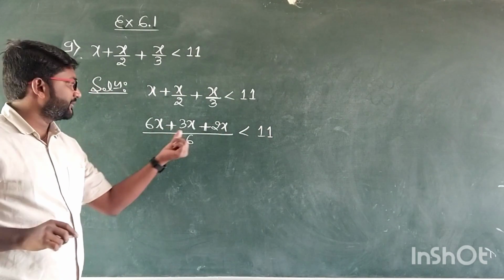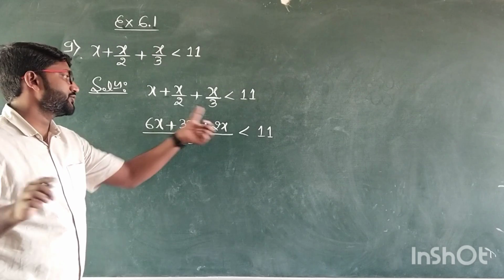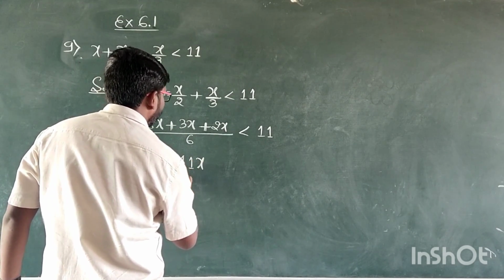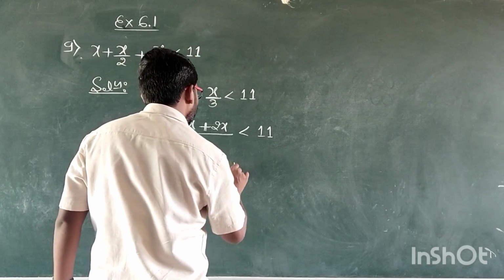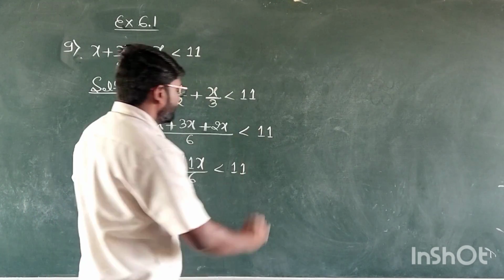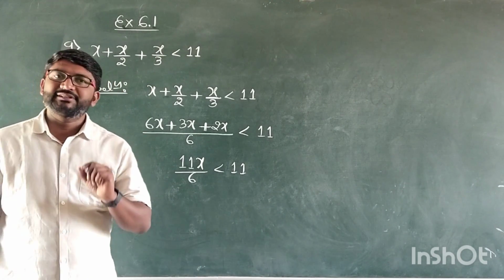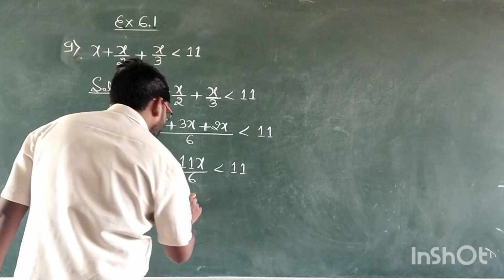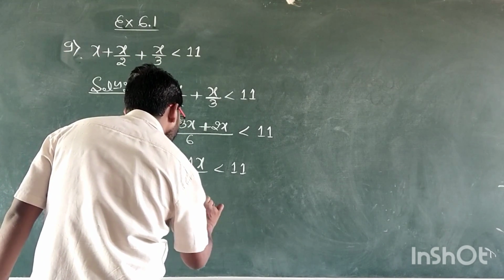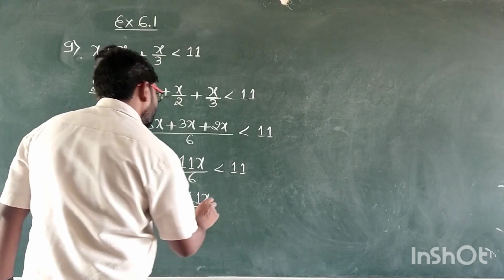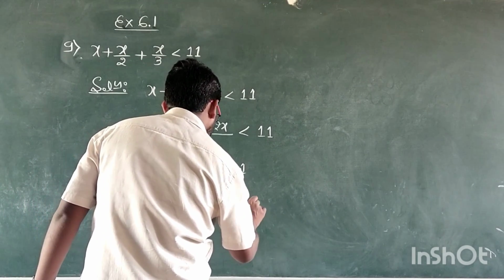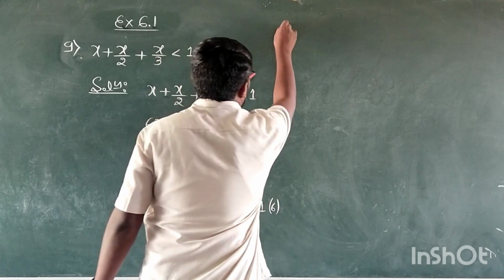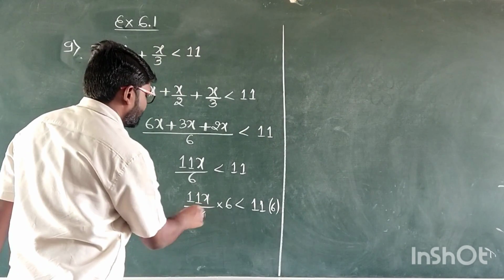So add all the numerators now. 6x plus 3x will be 9x plus 2x, it is 11x. So 11x divided by 6 less than 11. So now here 6 is an extra term in the denominator. In order to eliminate 6, both the sides we need to multiply by 6. So 11x by 6 into 6 less than 11 into 6. So here 6 and 6 get cancelled.